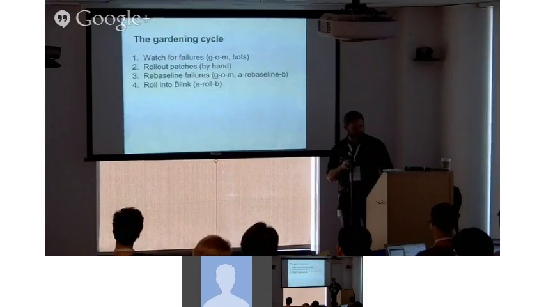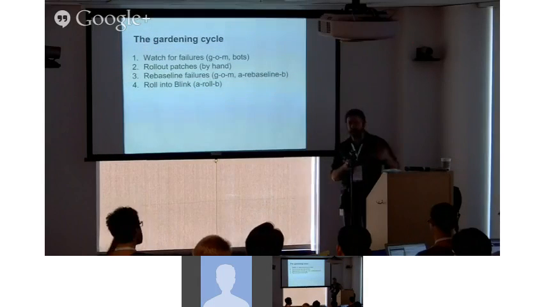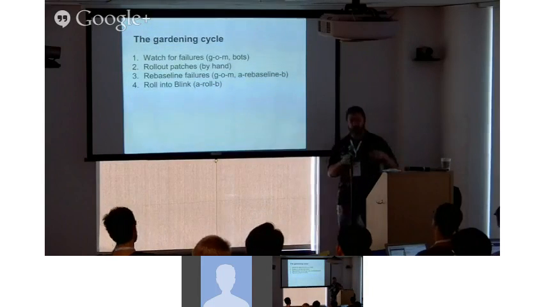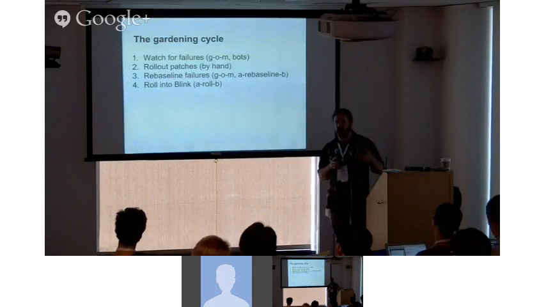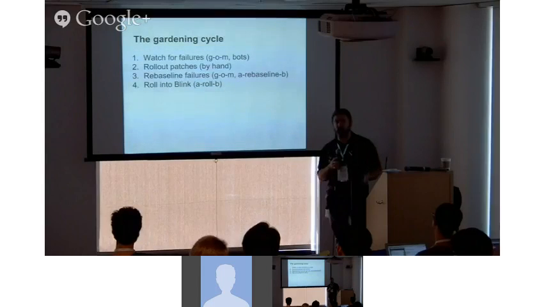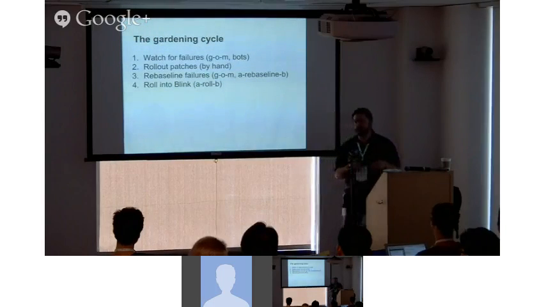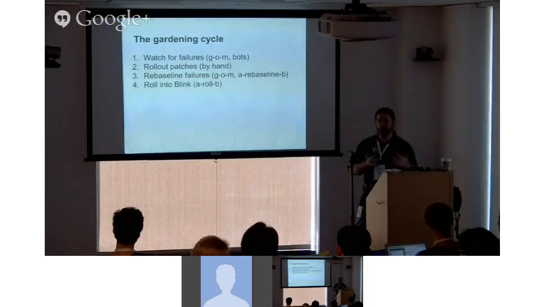Okay, gardening cycle. Again, I'm not going to talk about this much. But basically, what I would like to do is move to a world where the tree is just always green, things are always working. We have the auto roll bot now for building and rolling into Chromium, and that mostly seems to work. The success rate is probably 75 to 80% of the time it's actually doing the right thing, and you do hit failures when you try to get into Chrome that we wouldn't have caught otherwise.